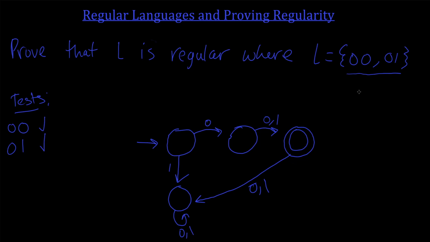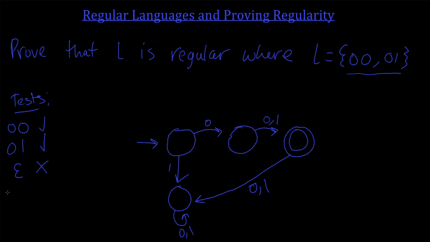And now let's test two strings that are not in the language and make sure that they're rejected. So let's test epsilon. Well, we start at the start state and we have no characters to read in, so we finish processing the string on a reject state. So epsilon is rejected, which is what we want because epsilon is not contained in the language.